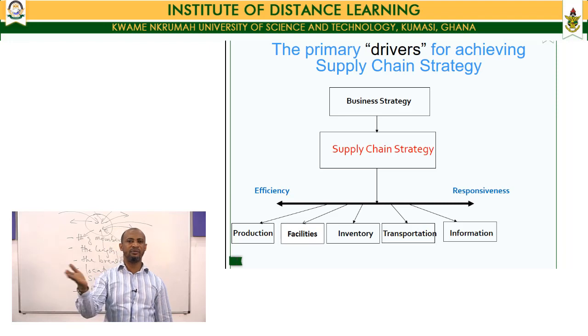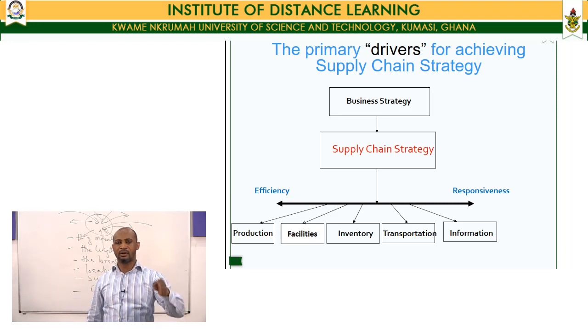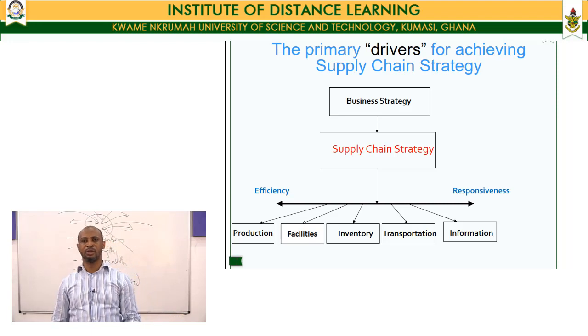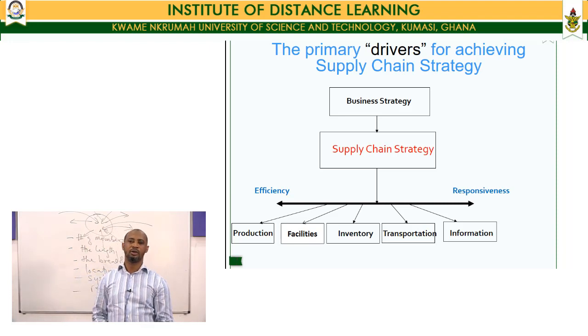Some organizations may even be doing it without knowing. So when you are diagnosing, look at what they do in terms of production, how swift it is. What is the attitude towards it? In terms of facilities and the number of facilities, what is the attitude? Keeping of inventory, what is the attitude? How do we treat transportation? By the time you will have done this analysis, you will know whether this organization is pursuing efficiency or responsiveness.